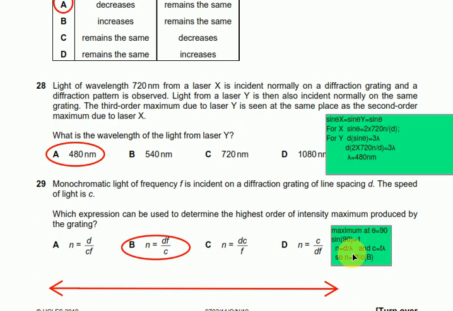After this, lambda can be substituted using c equals f lambda, where c is the speed of light. Lambda would equal c over f. So putting c over f over here, we will get n equals df over c.